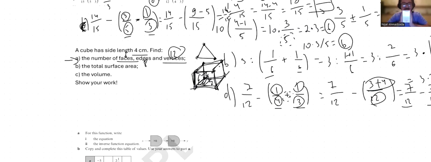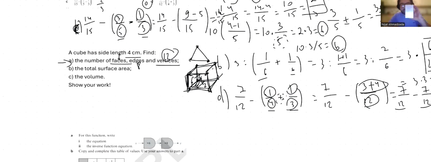So for the cube, we are given that the side length is 4. It's not going to give us any other information because for the cube, all sides are the same. So if it is 4, 4, 4, 4, 4, what is the area?